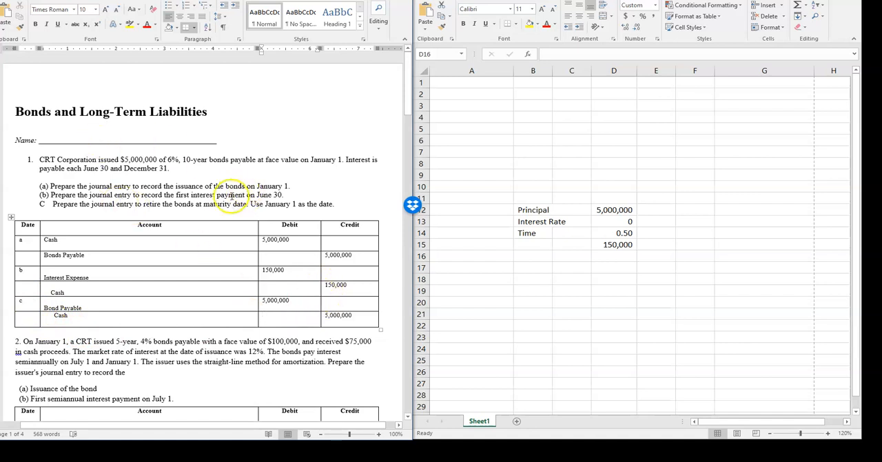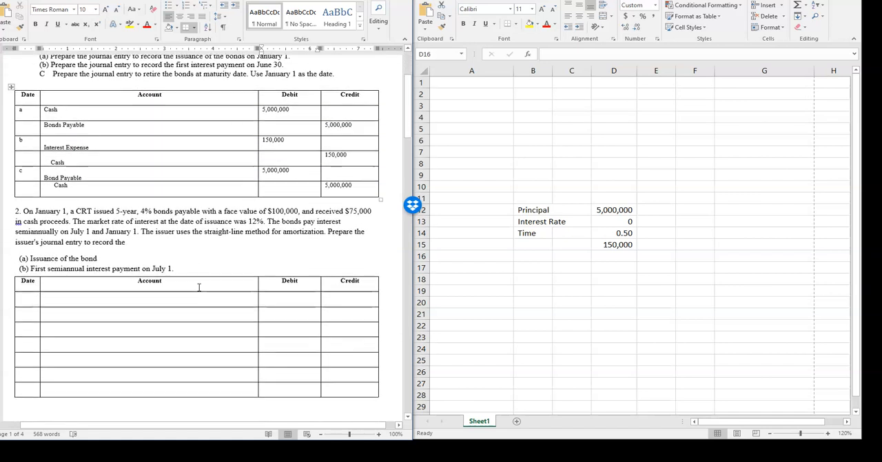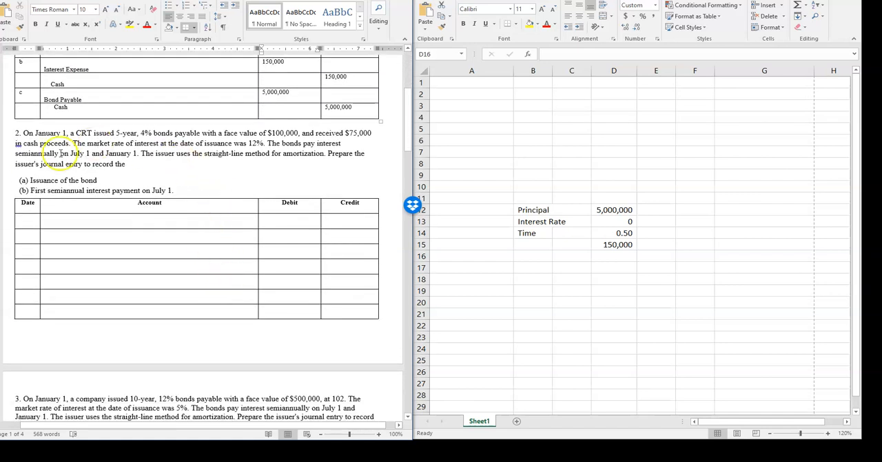Alright, so this one was simple because we issued it at face value, which means we didn't have to worry about a discount or premium, which means we also didn't have to amortize a discount or premium. So let's look at number 2. On January 1, CRT issued a 5-year 4% bond with a face value of $100,000 and received $75,000. So right away, we can see that we need to pay back $100,000, but we only got $75,000. That means this bond was issued at a discount.